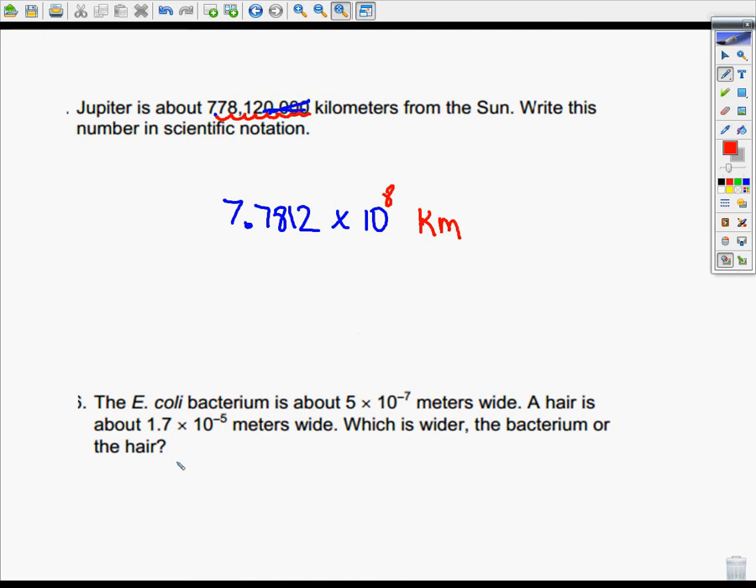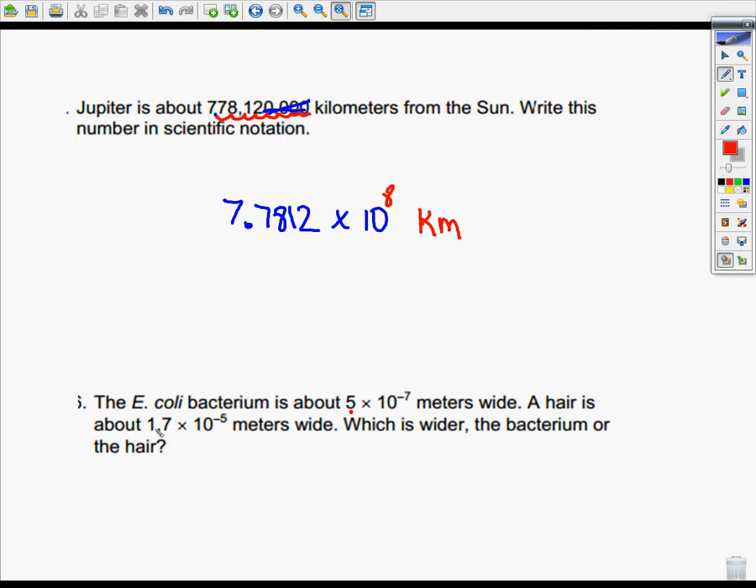kilometers. And finally, the E. coli bacterium is about 5 times 10 to the negative 7 meters wide. A hair is about 1.7 times 10 to the negative 5th meters wide. Which is wider? Well, here we have a really hard time. We can't really compare the 5 and the 1.7. We can look at the 10 to the negative 5th and the 10 to the negative 7.